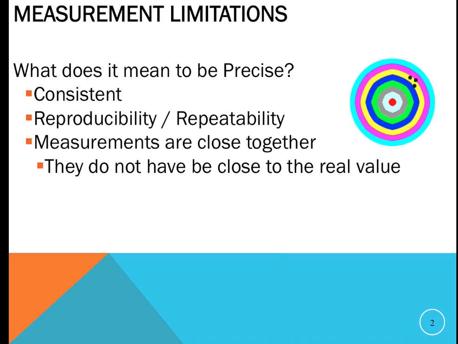They don't have to be close to the real value. They can be completely wrong. It's just that they're a tight group of data. So we can continually weigh something and it tells us it's 10 grams, it's 11 grams, it's 12 grams, it's 10 grams, it's 11 grams. It's repeating that over and over again, but maybe the real value is only 1 gram. So it can give you that data over and over, but it's not necessarily correct.